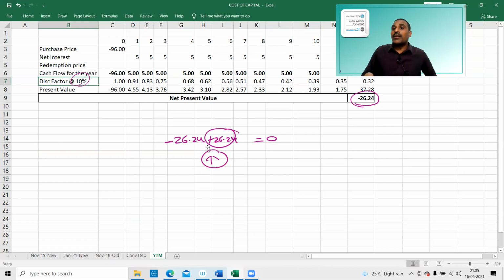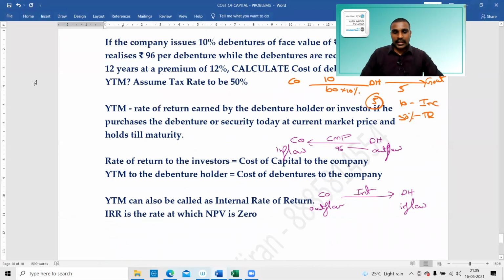What should I do to increase the NPV? To increase the NPV, I need to decrease the cost of capital or rate of return. Yield to maturity, or IRR, should be decreased. The discount rate should be decreased. To increase the NPV, the discount rate should be decreased. NPV and discount rate are inversely related.